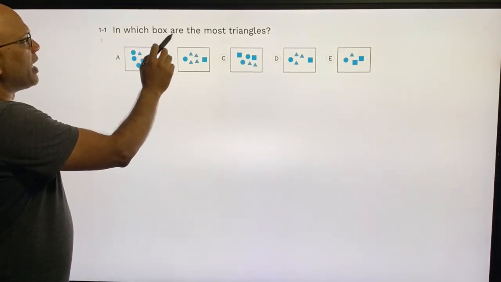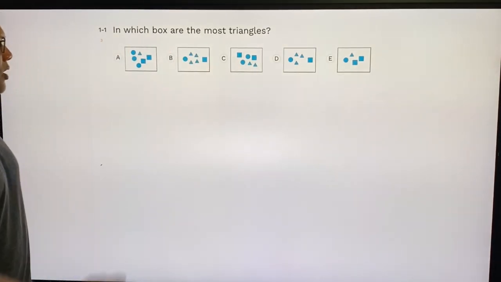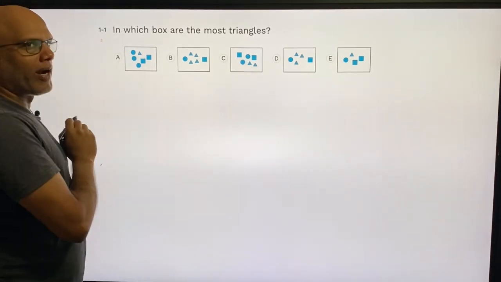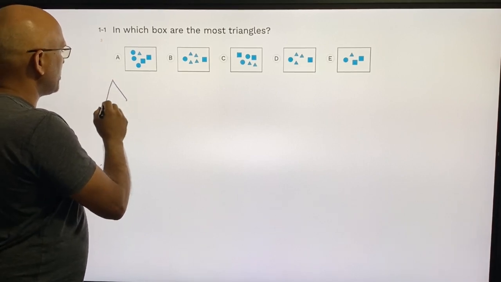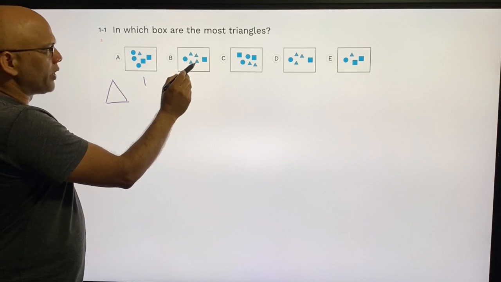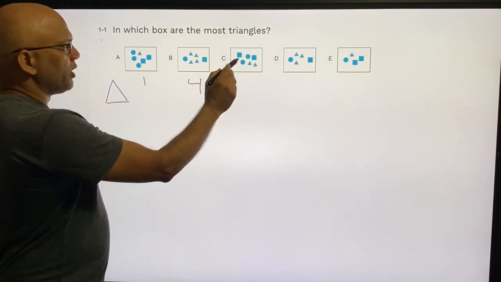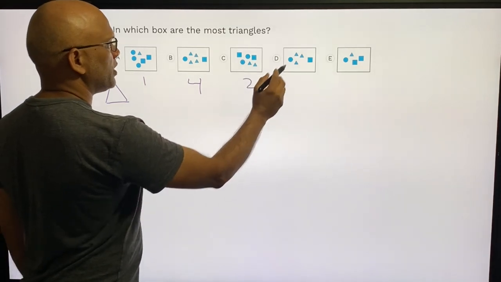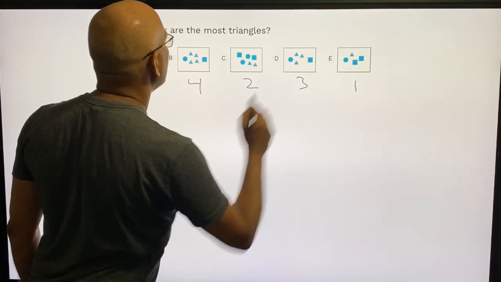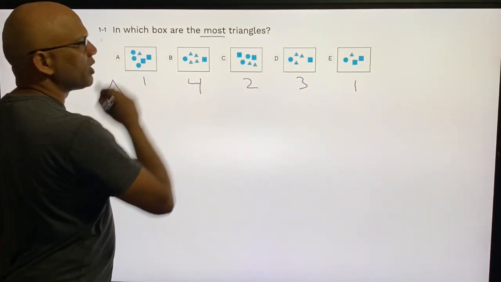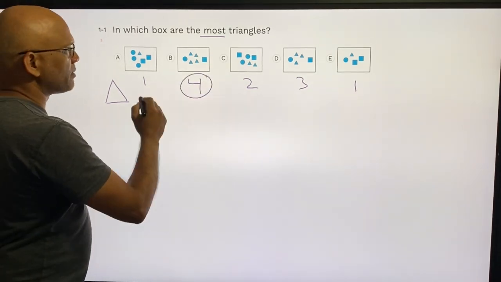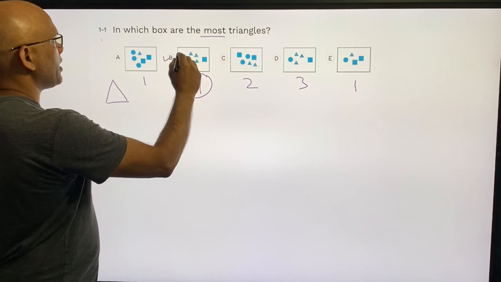In which box are the most triangles? These are the different boxes, and we want to count the triangles. Here we have one triangle, here 1, 2, 3, 4, here 1, 2, in this box 1, 2, 3, here 1, and we want to count the most triangles, meaning maximum number of triangles. 4 is the maximum out of all these numbers, so B is the correct choice.